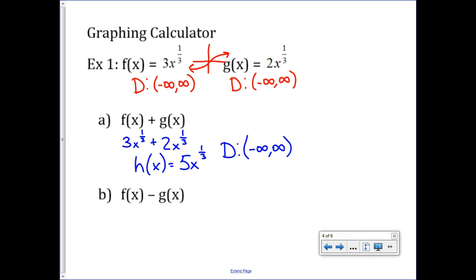f of x minus g of x looks like 3x to the 1/3 minus 2x to the 1/3. So our new function would be 1x to the 1/3. And again, the domain would be all real numbers.